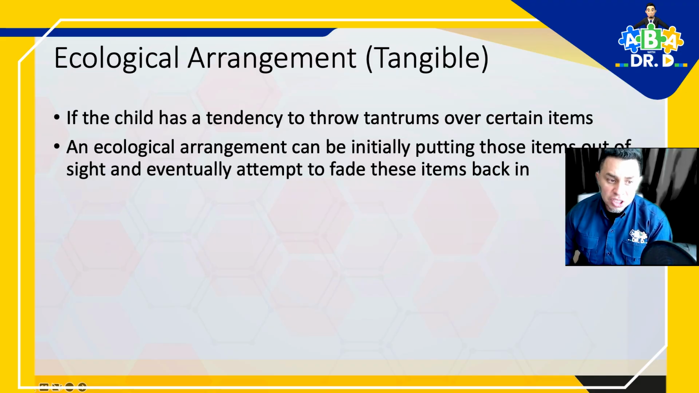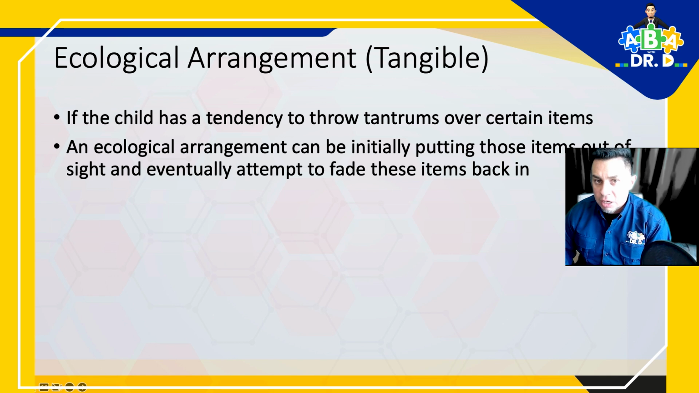Okay. For tangible, if the child has a tendency to throw tantrums over certain items, an ecological arrangement can be initially putting those items out of sight and eventually attempting to fade these items back in. So we might remove access to these items because they themselves are creating problems, and then systematically start bringing them back in once we have better stimulus control. So that's an example of a tangible.